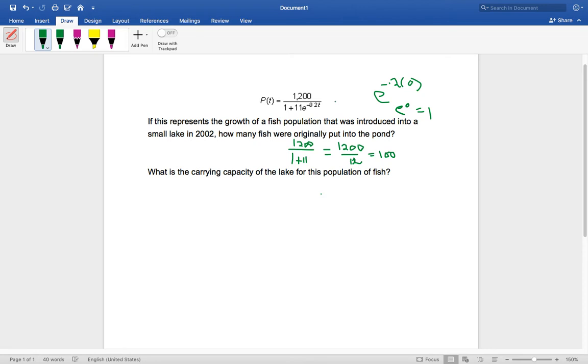All right, the carrying capacity for the lake, you don't even have to figure anything. From the format shown in the notes, the carrying capacity is just the numerator. Okay?